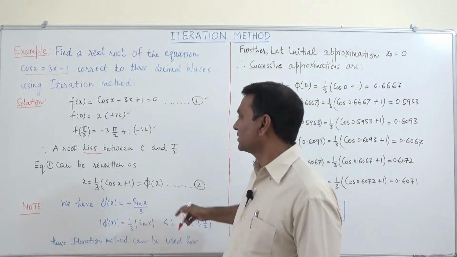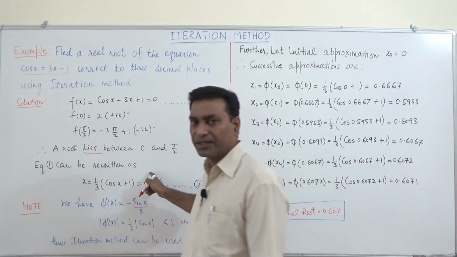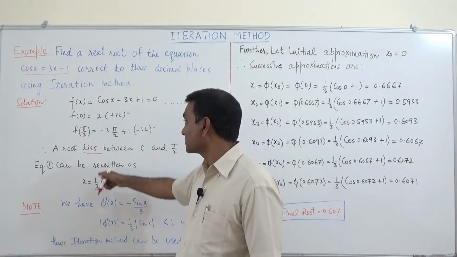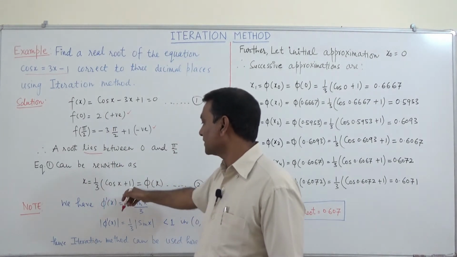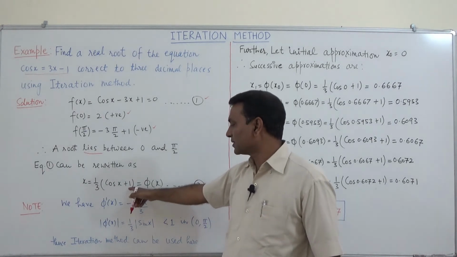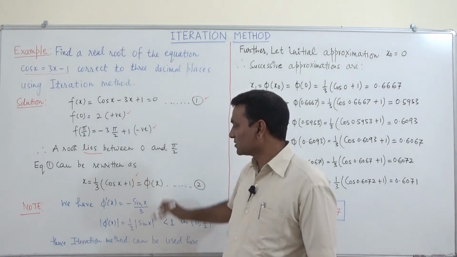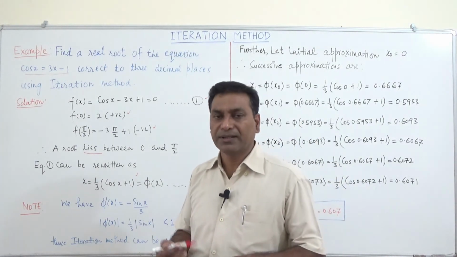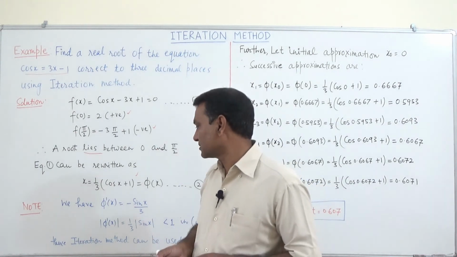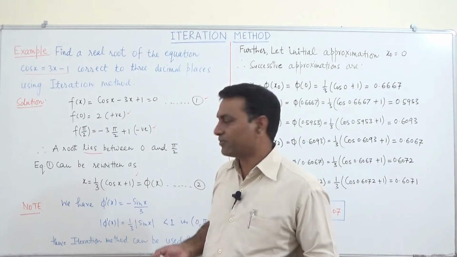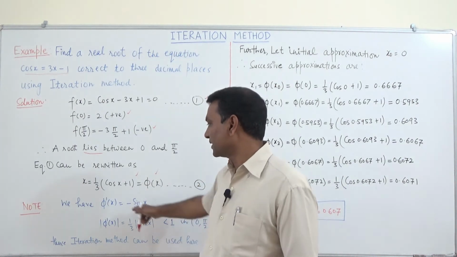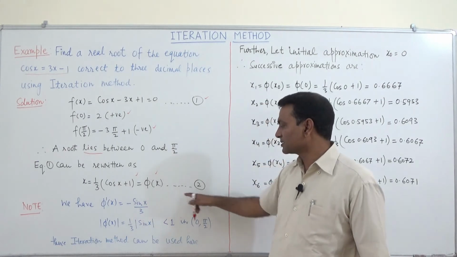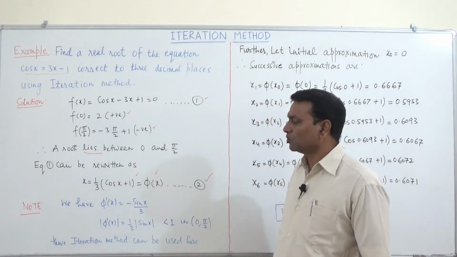Now this equation 1 can be rewritten as x = (1/3)(cos x + 1). Let us say this is phi(x). As we know, in the iteration method, after rewriting f(x) we call it phi(x). So x = (1/3)(cos x + 1) = phi(x). Let us say this is equation number 2.